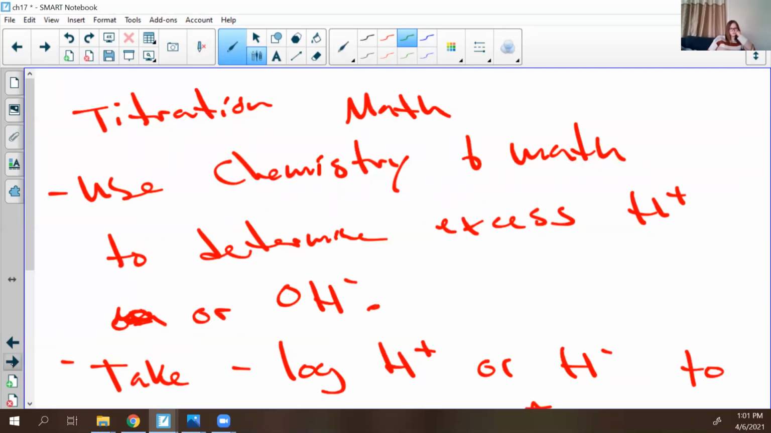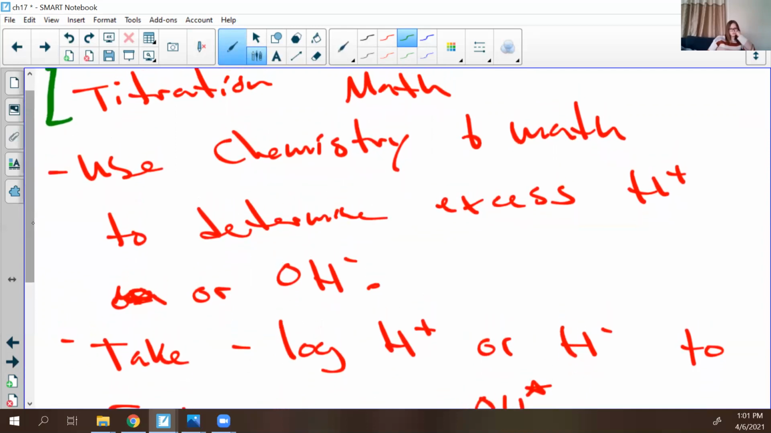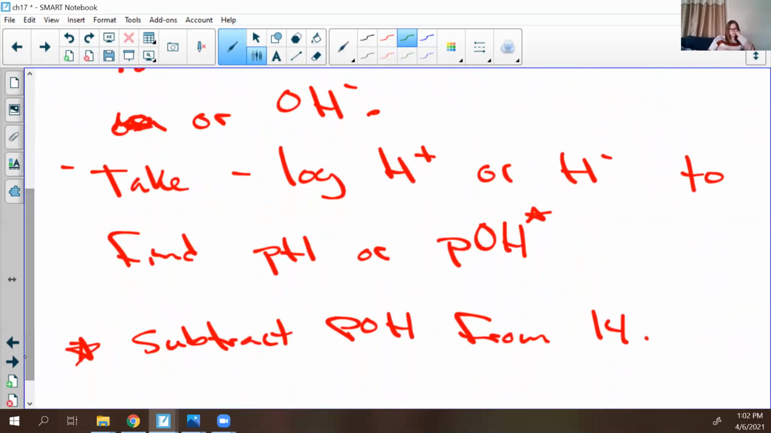All right, so here we go. Titration math is not intended to be hard, but I know there are 20 million ways to do math on AP Chem. It's not that any of them are hard, it's that all of them together are hard. So you use chemistry and math to determine the excess H plus or OH minus. That's all you have to do, and then you negative log it. Find moles of each, find which one you have excess of, and negative log it. If you find pOH, remember to subtract from 14.